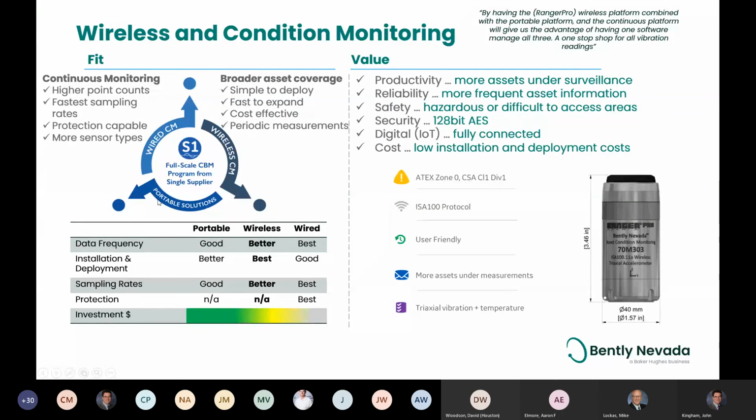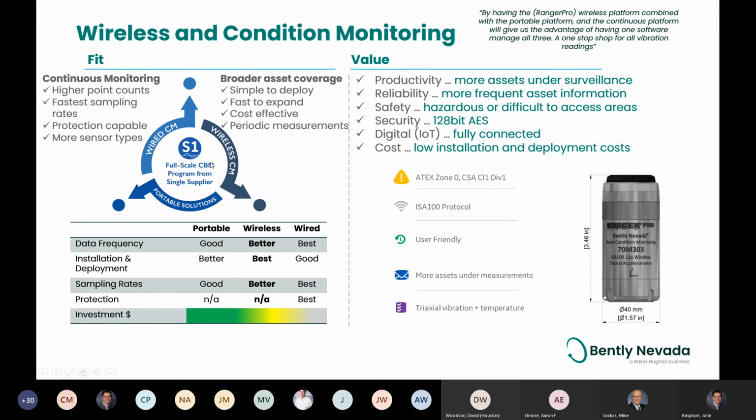On the other end of the scale is the portable solution, which is your walk around. So there you have a single instrument and a single accelerometer typically, and you walk around and you stick your accelerometer on the machine and you take some data, and obviously you can walk up to as many machines as you like. So from that sense, it's virtually unlimited the number of points that you can hit. And the more points you hit, the less it costs per point, by the way.